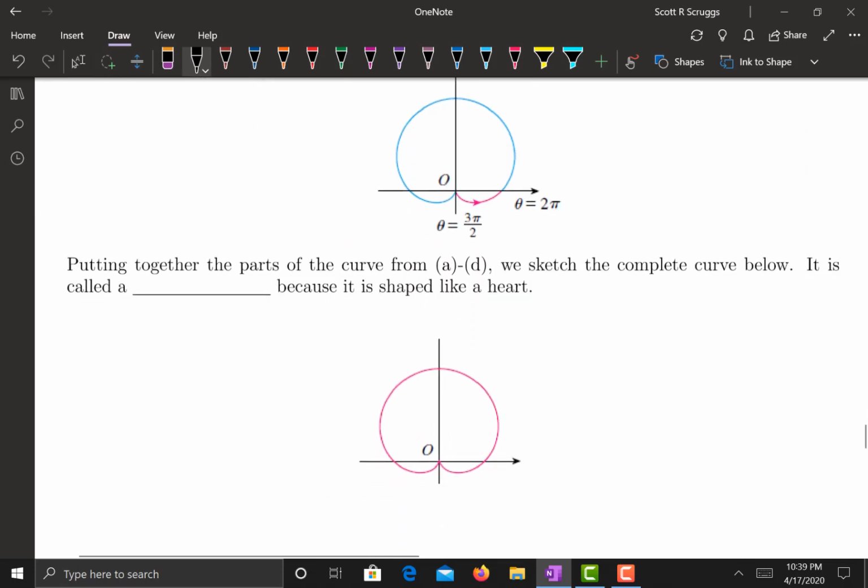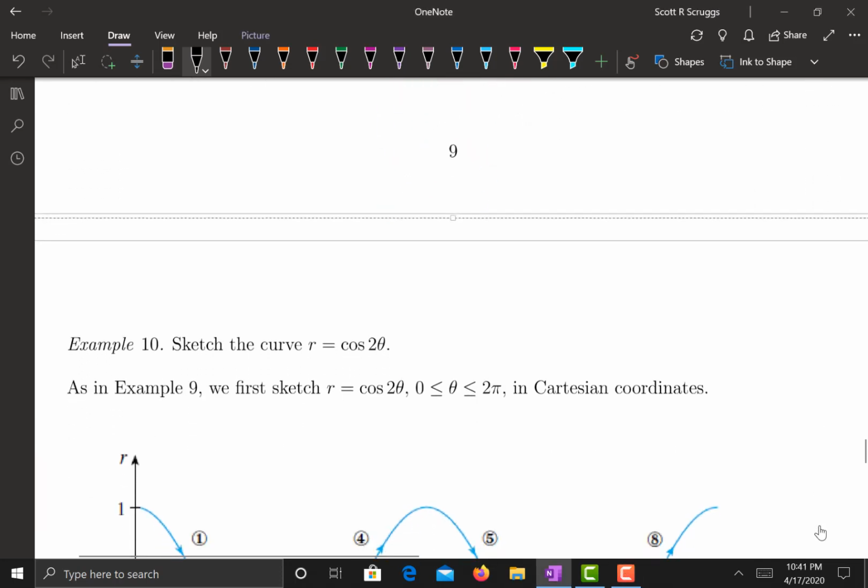Now, fun fact about this, this particular polar curve actually has a special name, and is called a cardioid. The reason why is because it's shaped like a heart. Alright, and let's keep going.